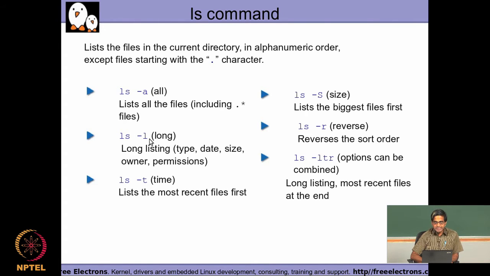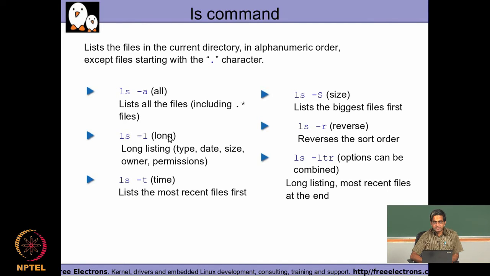Then another option is minus l, which stands for long. If I want to know more details about every file and subdirectory in a particular directory, like the permissions on that entry, the size of the file or directory, who owns that file and when it was modified, then I will typically make use of the minus l option. So, if I say ls minus l, it will give me more details about each and every entry present in that directory.